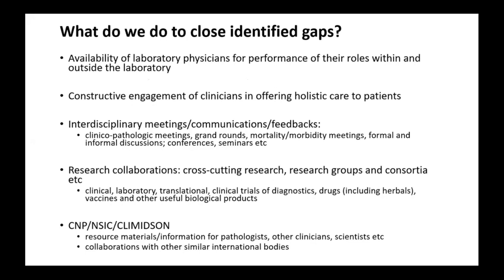Number one that I think we should do is availability of laboratory physicians for performance of their roles within and outside the laboratory. Very, very important. I've had issues where, if the clinician cannot find the pathologist there, they will talk to somebody else. So it's very important. Continuous engagement of clinicians in offering holistic care to patients. This is what we should continue to do, and this forum is one of them.